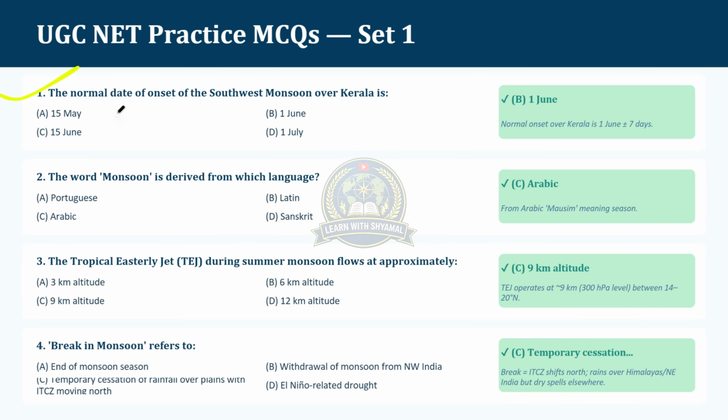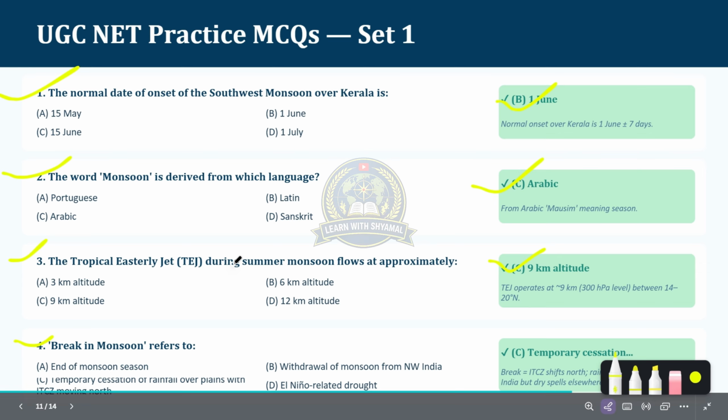Question number 1, the normal date of onset of the southwest monsoon over Kerala is. Correct answer is option B, 1 June. Question number 2, the word monsoon is derived from which language? Correct answer is option C, Arabic. The tropical easterly jet, TEJ, during summer monsoon flows at approximately. Correct answer is option C, 9 km altitude.